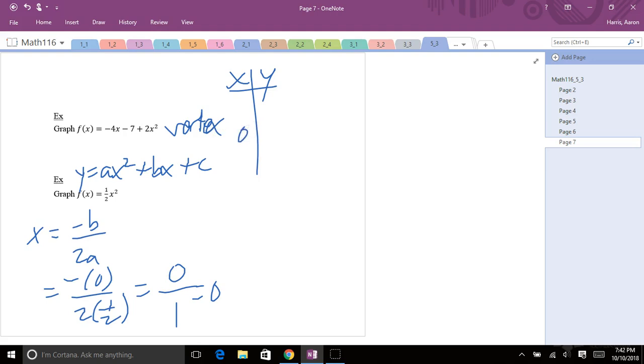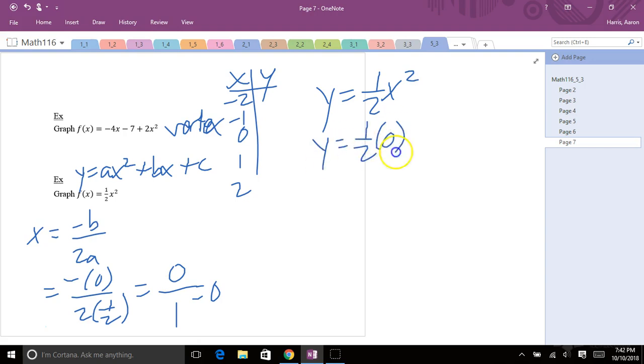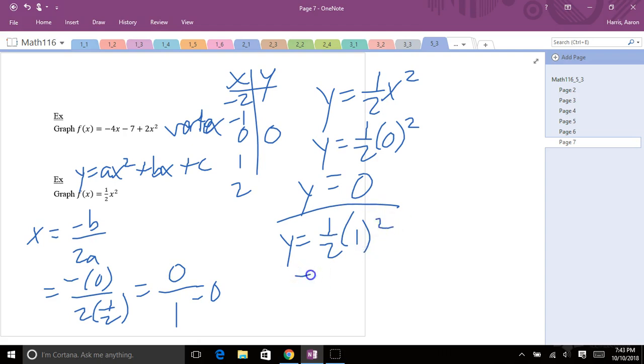And you're going to pick points to the right of 0, 1 and 2. Pick points to the left, negative 1, negative 2. And then you just plug them in one by one into the equation. So we'll throw the 0 in first. 0 squared is 0. 0 times anything is 0. Plug the 1 in. 1/2 times 1 squared. So you do the 1 squared first and then times it by 1/2 and so on. Now we're going to do the 2 squared is 4, 4 times 1/2 is 2, and so on.